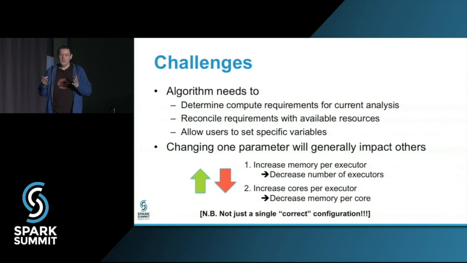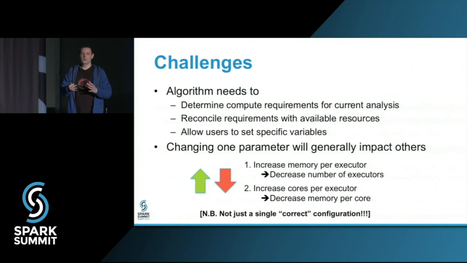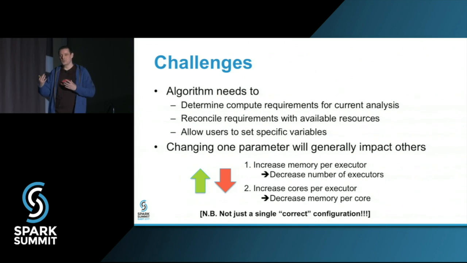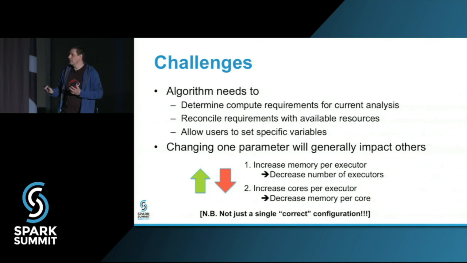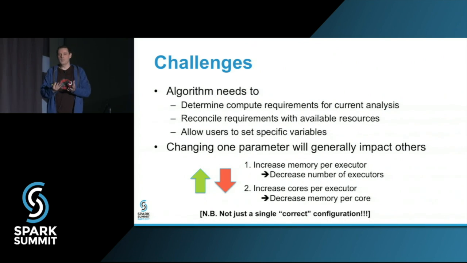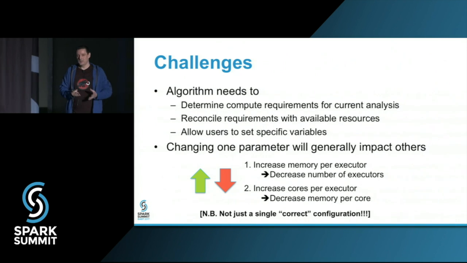And really, it comes down to the fact that we have a finite amount of resources on that cluster, and that actually introduces interdependencies between all of these different Spark configuration values. If you think about it, for example, if you increase the executor memory, it probably means that you need to decrease the number of executors, right? You have a finite amount of memory to throw at the problem.